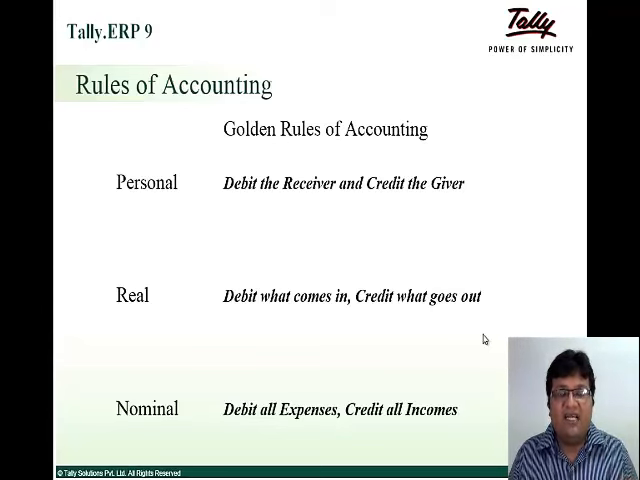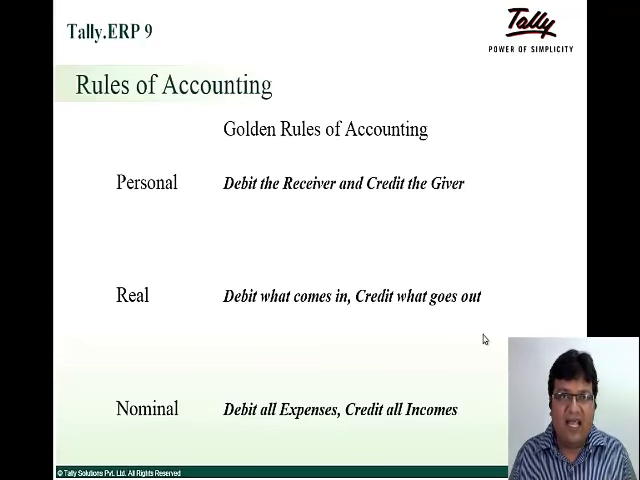Let's say rent received rupees 10,000 in cash. So how many accounts are getting affected by this transaction? There are two accounts which are getting affected. One is rent account, which is an income, because I am receiving the rupees 10,000 in the form of rent. But what am I receiving as a rent? The cash. So one is rent, an income, and the other is cash, which is an asset.